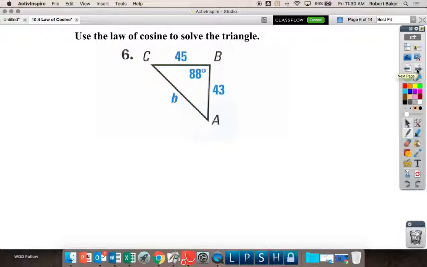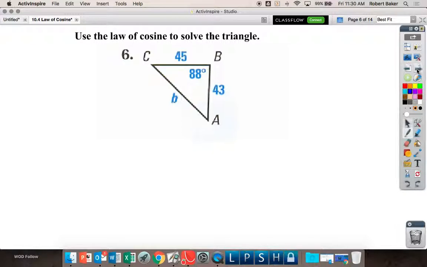So, note the instructions. Use the law of cosines to solve the triangle. When it says solve the triangle, what is it implying? All of it. Find everything that's missing: the one missing side length and the two missing angles.